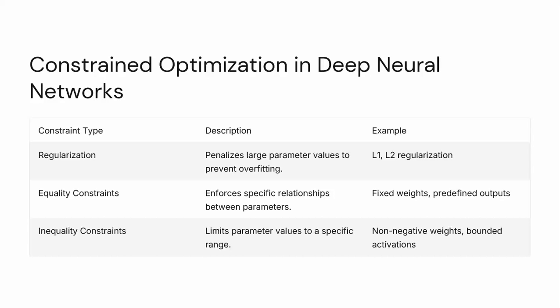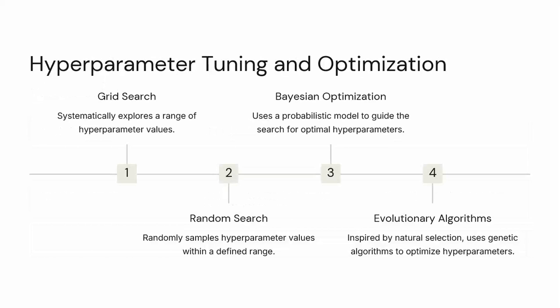And coming to the equality constraints, the network will need fixed weights and predefined outputs to enforce the relationship between the parameters in optimization. The given model considers equality constraints. If you are bounding with non-negative weights and bounded activation functions to limit the parameters to a specific range, we are using inequality constraints. And what is the need of hyperparameter tuning?